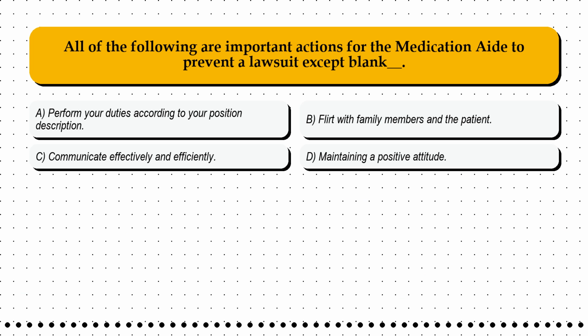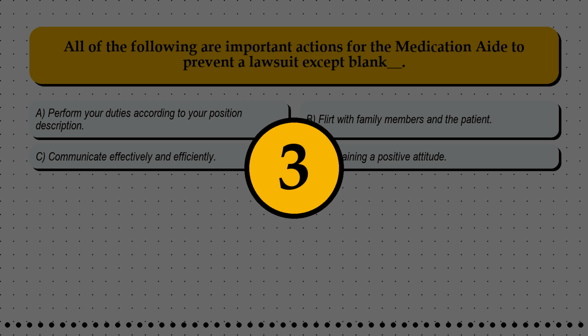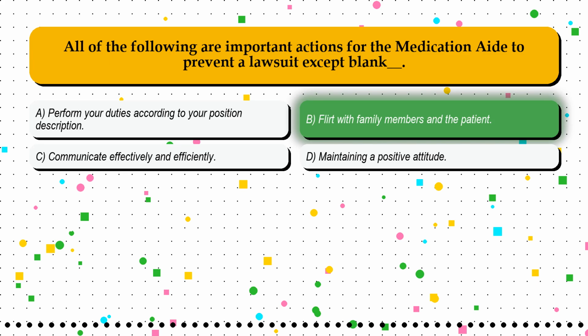Question 321. All of the following are important actions for the medication aide to prevent a lawsuit except blank blank. Option A, perform your duties according to your position description. Option B, flirt with family members and the patient. Option C, communicate effectively and efficiently. Option D, maintaining a positive attitude. The correct answer is option B, flirt with family members and the patient.